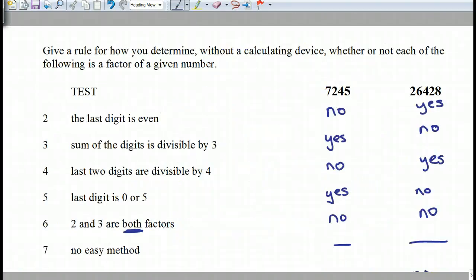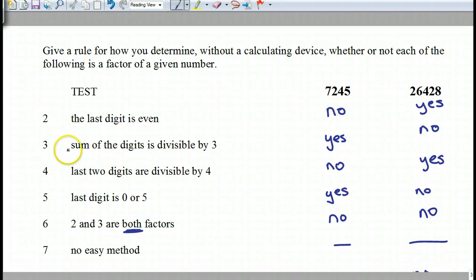So the basic rule here is if it's divisible by 2, then it has to be an even number. Does that make sense? So this one has a 5 on the end. It's not even, so it's not divisible by 2. But this one is. So 2s are pretty easy to figure out.